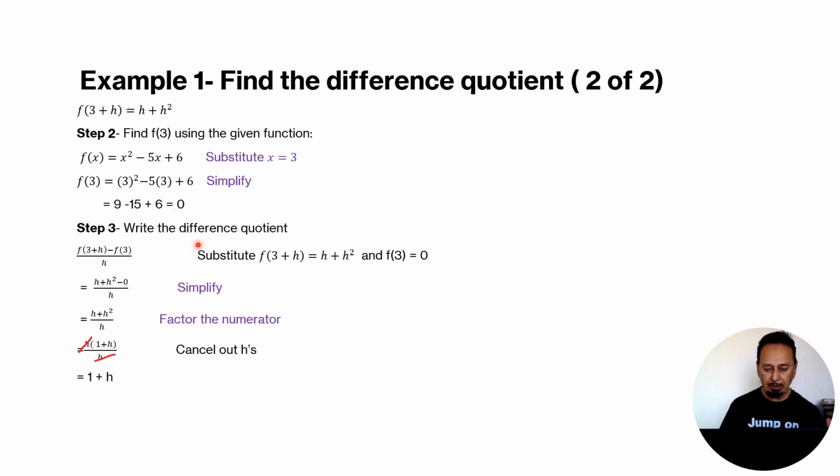Now we do step 3, write the difference quotient, which is f of 3 plus h minus f of 3 over h. Now we substitute f of 3 plus h equals h plus h squared and f of 3 equals 0. So this becomes h plus h squared minus 0 over h. Simplify, you get h plus h squared over h. Now we factor the numerator. We can factor h, so we're left with 1 plus h over h. Now we cancel the h and the answer is 1 plus h.